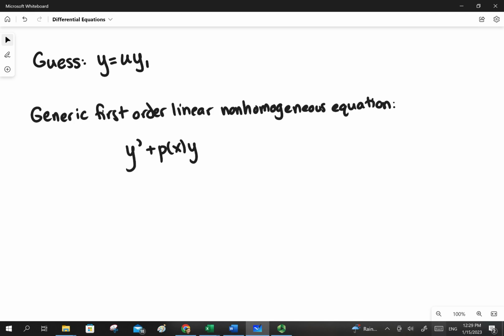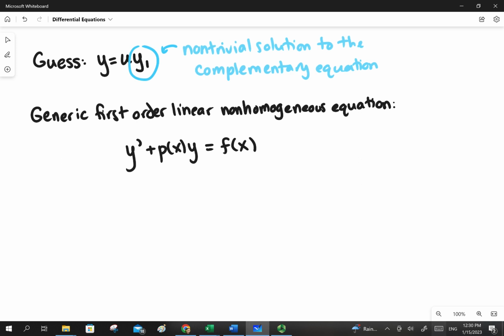In our first method for solving first-order linear non-homogeneous equations, we guess that the general form of the solution will be y equals u times y1. But why does that work? Well, let's investigate by taking a look at a generic first-order linear non-homogeneous differential equation, y prime plus p of x y equals f of x. And our y1 is a non-trivial solution to the complementary equation y prime plus p of x y equals 0.